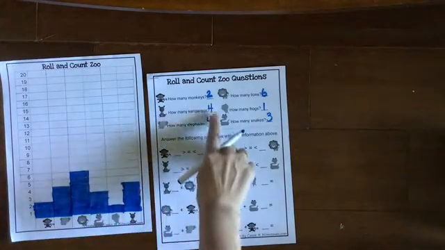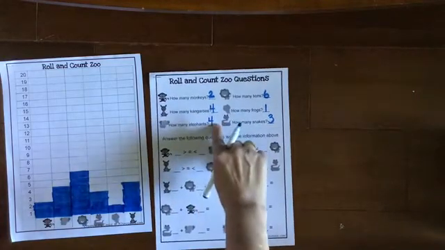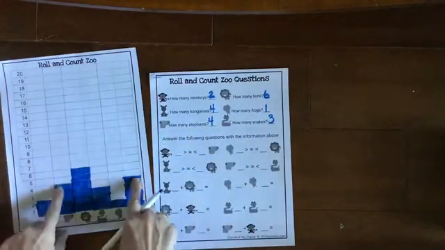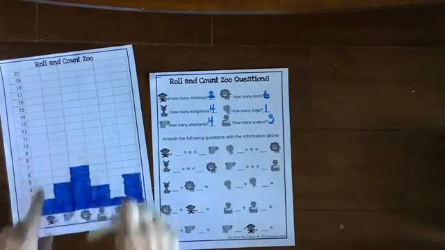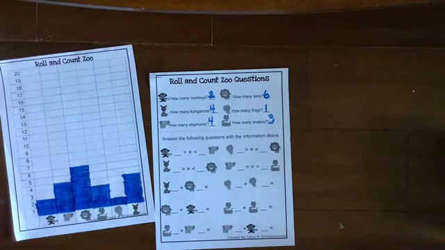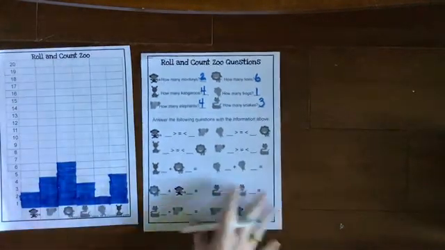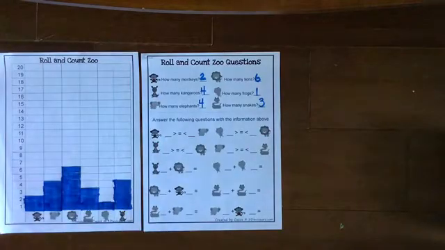I can see that my kangaroos and my elephants, I rolled the same, so their towers are the same. They have the same amount in their columns. Okay, so it's always good to go through your information and take your data and see which did you have the most of, which did you have the least of, and which were equal. Equal means have the same.